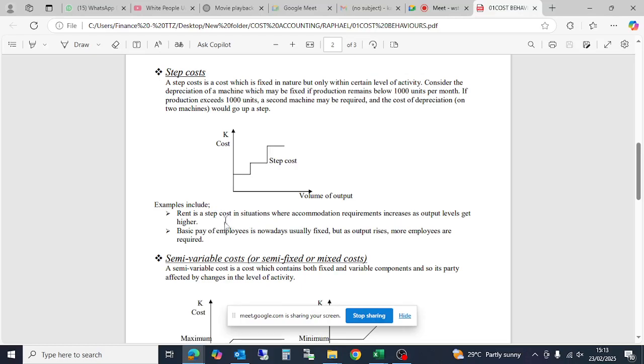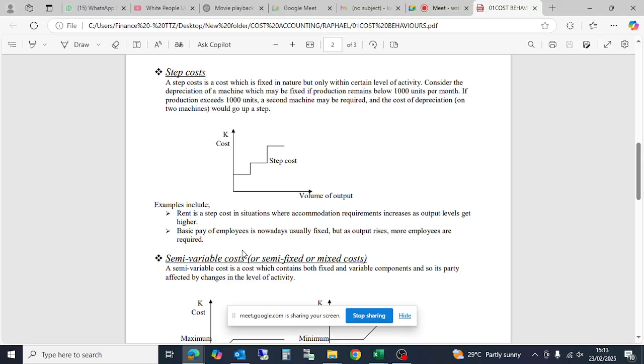So for an example, we can talk about the same rent. Rent is a step cost where accommodation requirements increase as output levels get higher. Basic pay of employees nowadays is usually fixed, but as output rises, more employees are required. So it's also a step cost. The only difference between a step cost and a semi-variable cost is that a step cost happens more often. Every time you want to increase production by a certain level of activity, you have to increase the expense again.